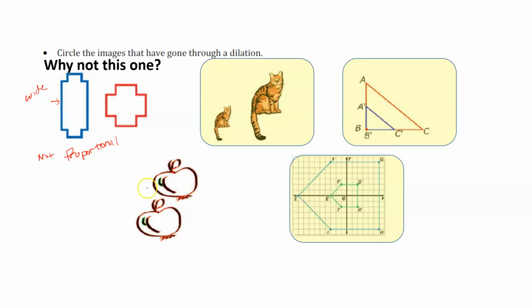And if you're wondering, why didn't you circle these two? Because it didn't change size. In fact, why not this one either? Because it didn't change size. It stayed the same shape or picture, but it just didn't change size. All right, we'll be coming back here for the next lesson. Stay tuned.